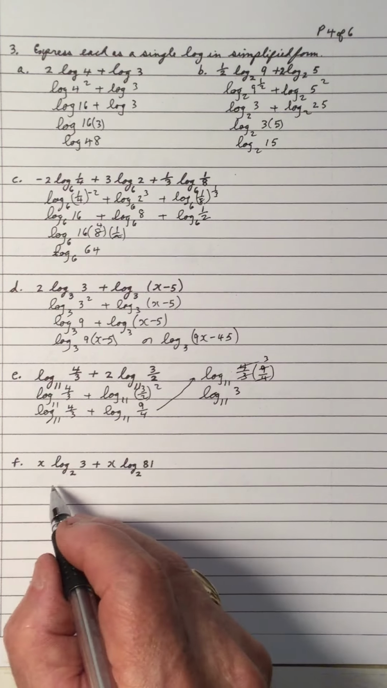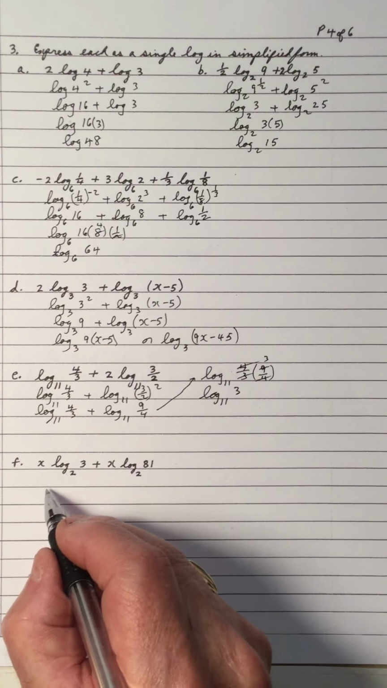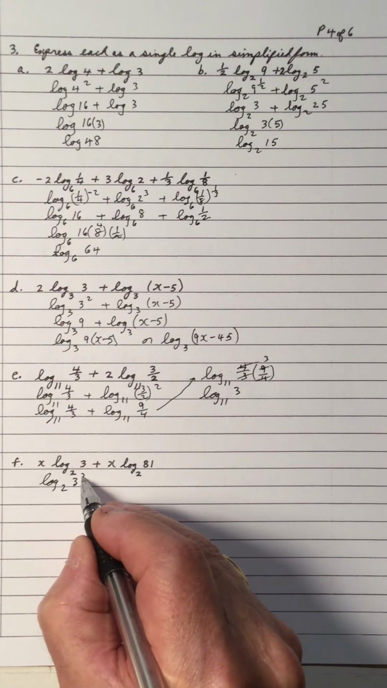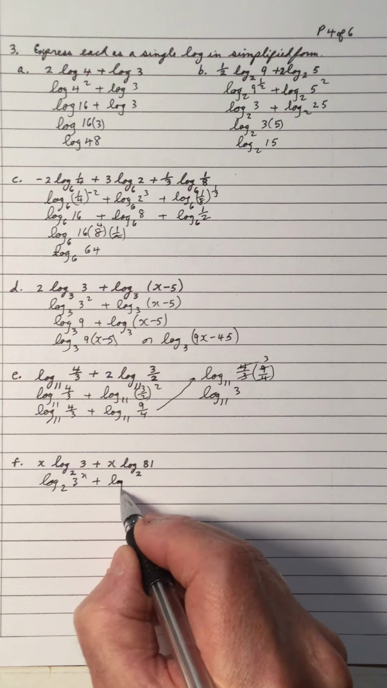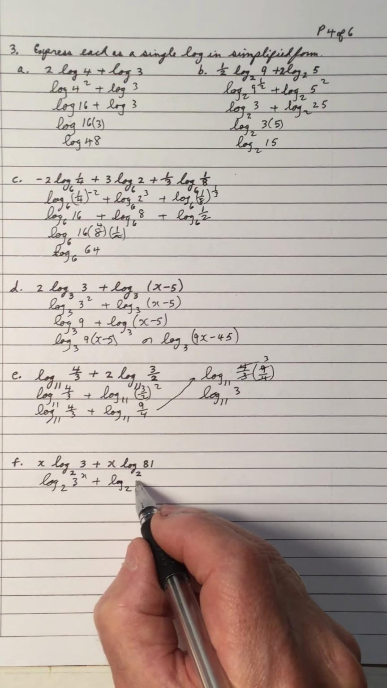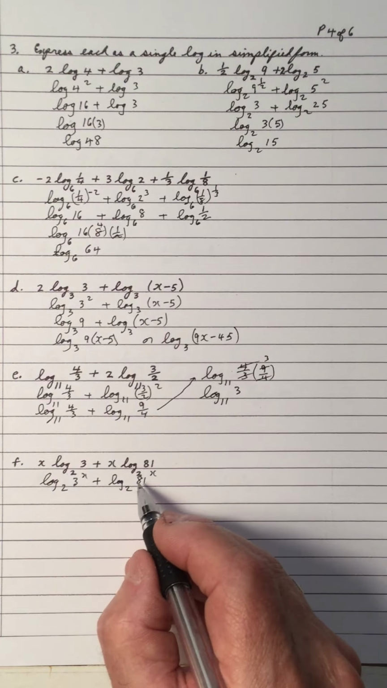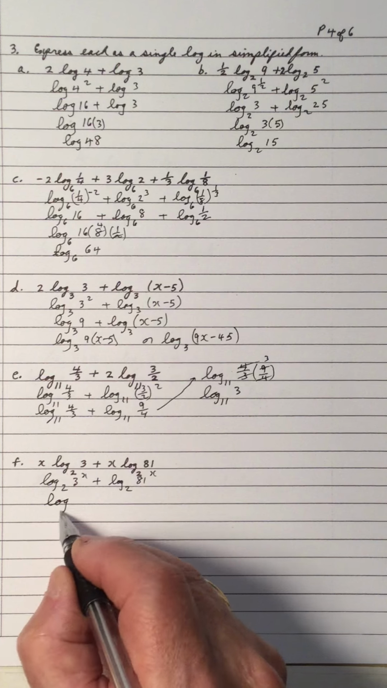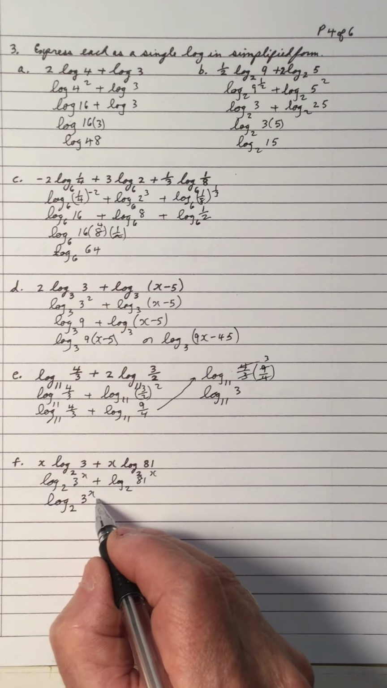And F, we have the power rule, where sum of logs is the log of the product. We've got to get rid of the power first. So it's the log base 2 of 3 to the x plus the log base 2 of 81 to the x. So the x went to the power of 3, and the 81 went to the power of 3. So sum of two logs is the log of the product.